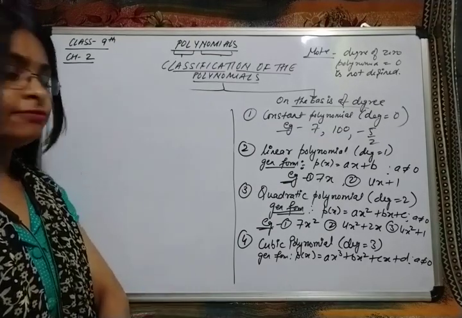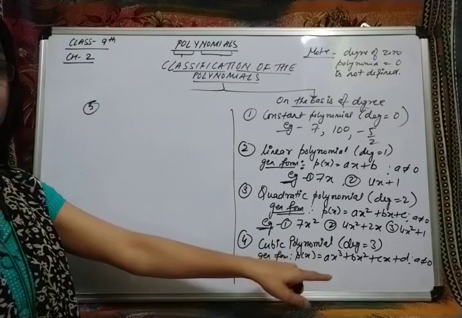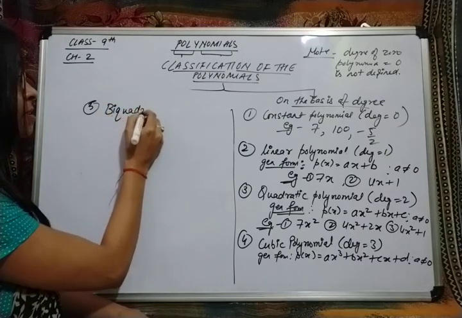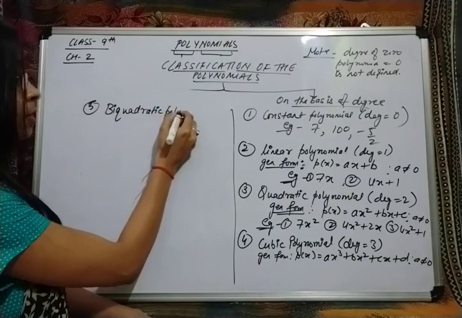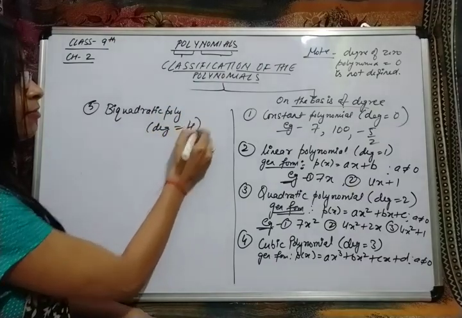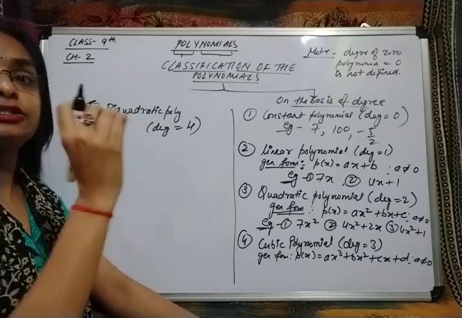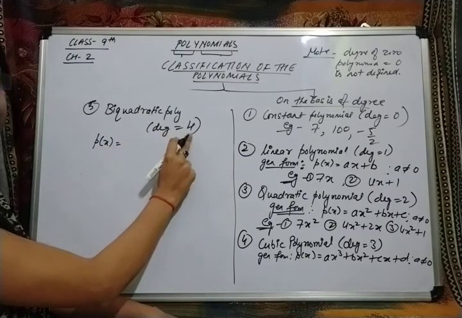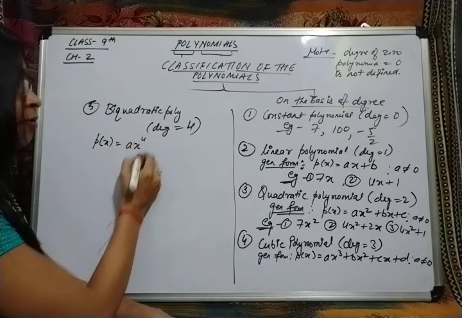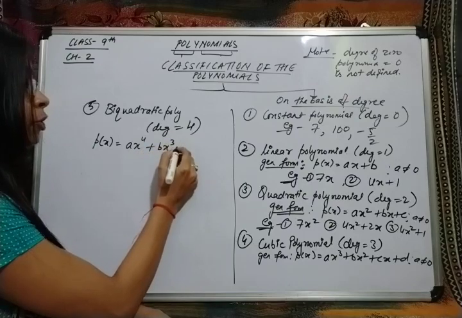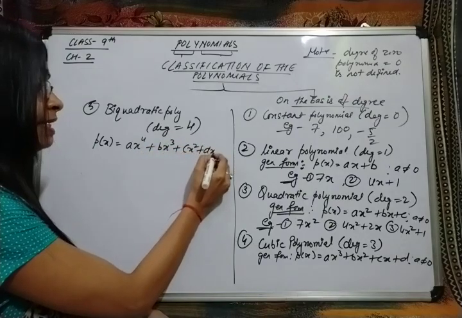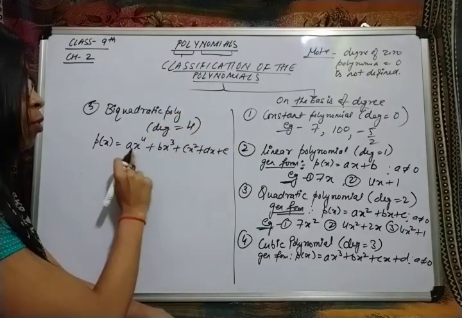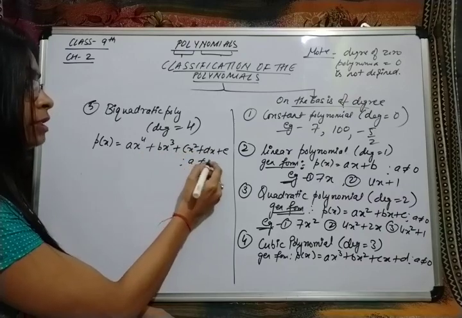So one more is left, that is the fifth one. If degree 3, next one will be degree 4, and that is known as the biquadratic. What is this? Biquadratic polynomial. And what will be its degree? Its degree will be 4. A polynomial whose degree is 4 is said to be biquadratic polynomial. What will be its general form? Degree is 4, no? So first term will be ax to the power 4, then bx to the power cube plus cx square plus dx and plus e. So there will be 5 terms, at most 5 terms. 1, 2, 3, 4, 5, and a is not equal to 0.